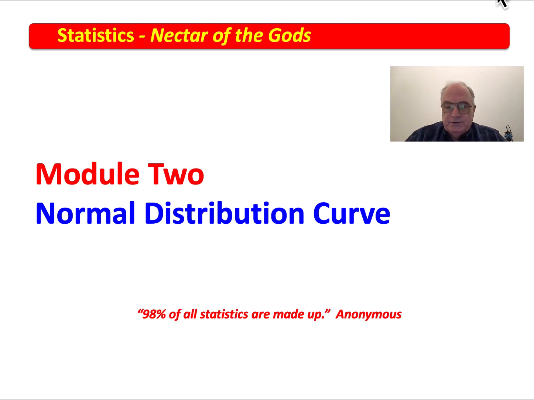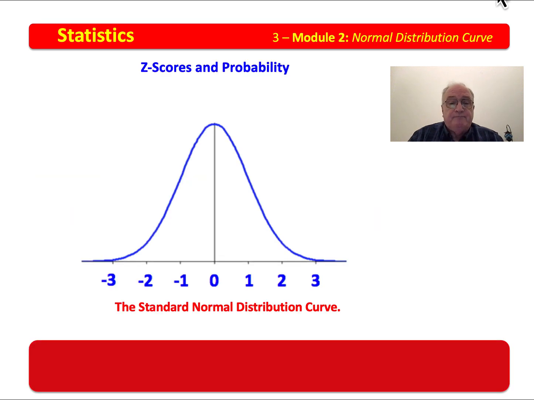We will now continue our journey looking at the standard normal distribution curve, which is a special case of the normal distribution curve. The normal distribution curve can have any mean, any standard deviation, but the standard normal distribution curve has a mean of 0 and a standard deviation of 1. For example, we have this one right here.